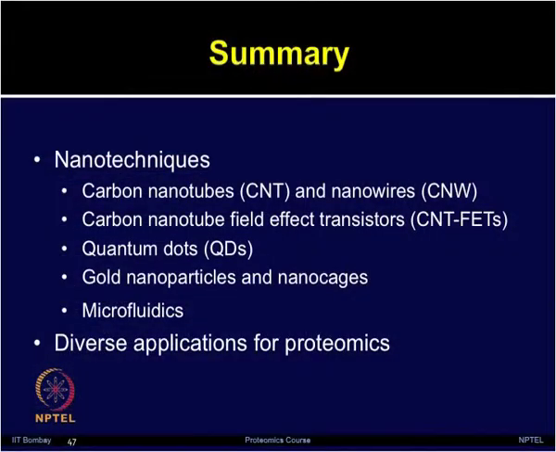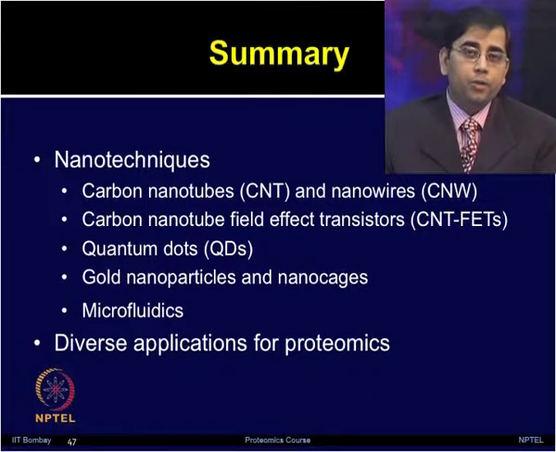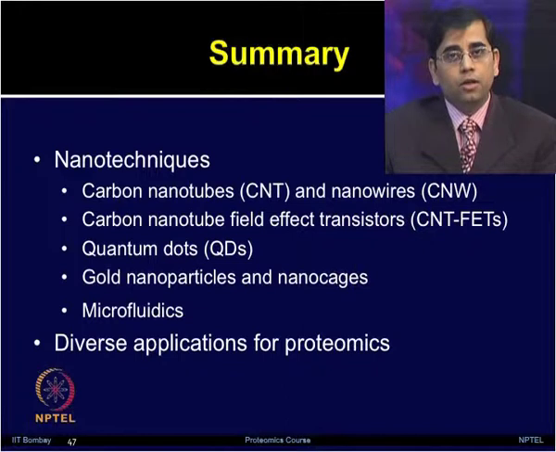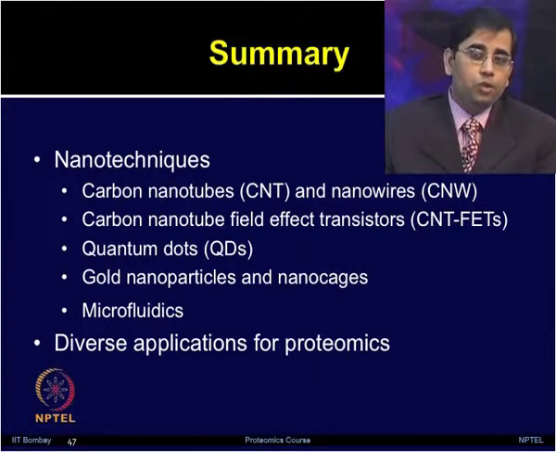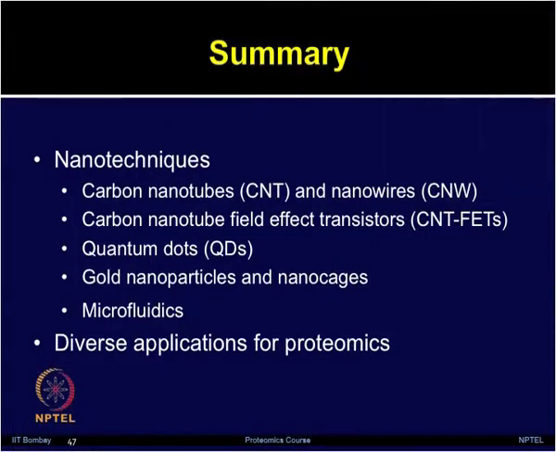In summary, today we discussed different types of nanotechniques such as carbon nanotubes and nanowires, carbon nanotube field effect transistors, quantum dots, gold nanoparticles and nanocages, microfluidics. We discussed merits and demerits of each of these techniques as well as some of the potential applications.